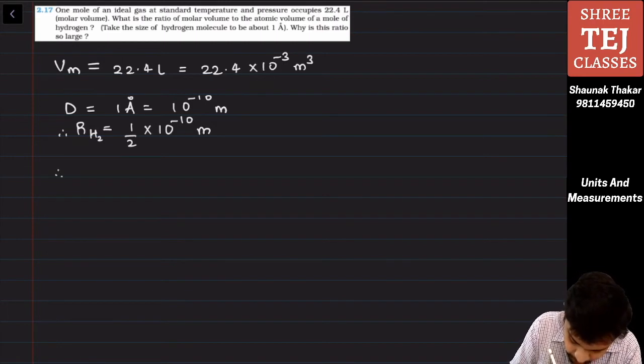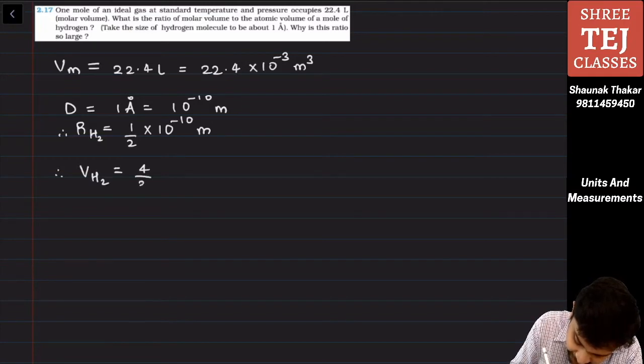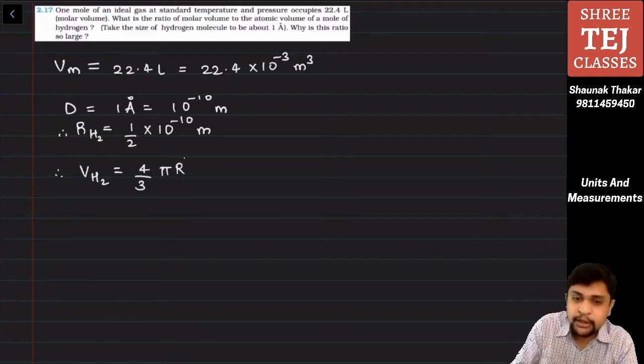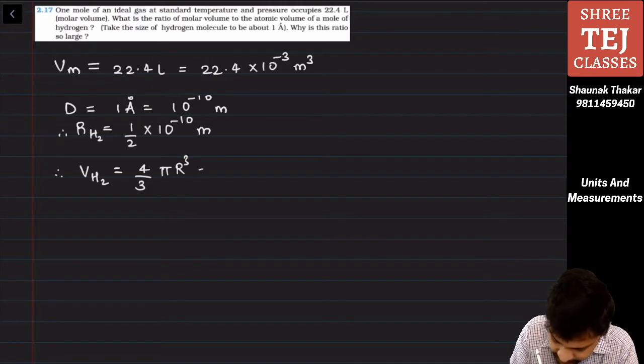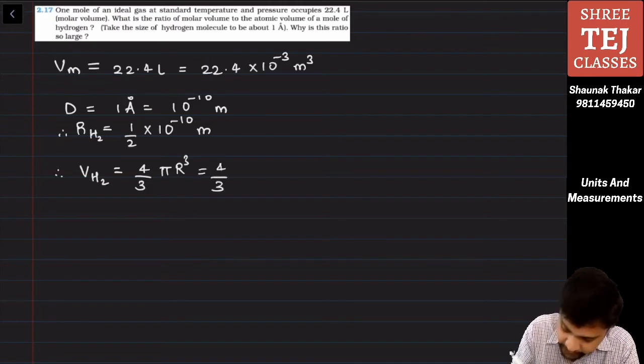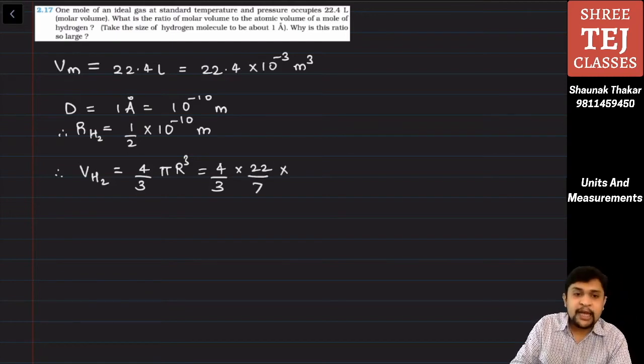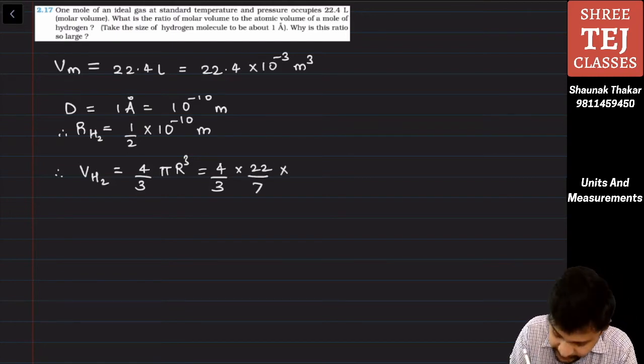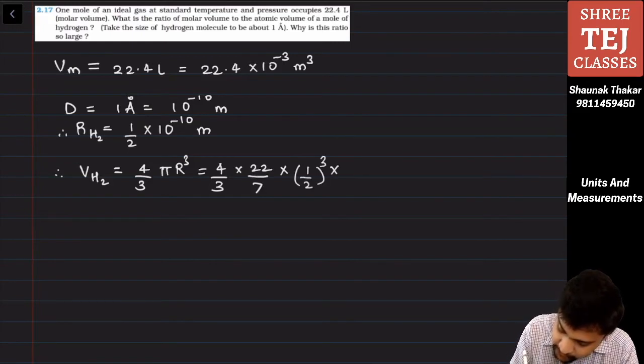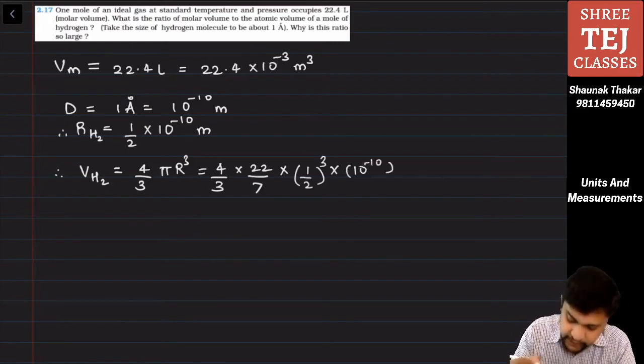Therefore, the volume of one molecule of hydrogen, what will it be? It will be 4 by 3 pi r cube. So this is 4 by 3 into 22 upon 7 into what is r? 1 by 2 into 10 to the power minus 10. So (1 by 2) cube into (10 to the power minus 10) cube.